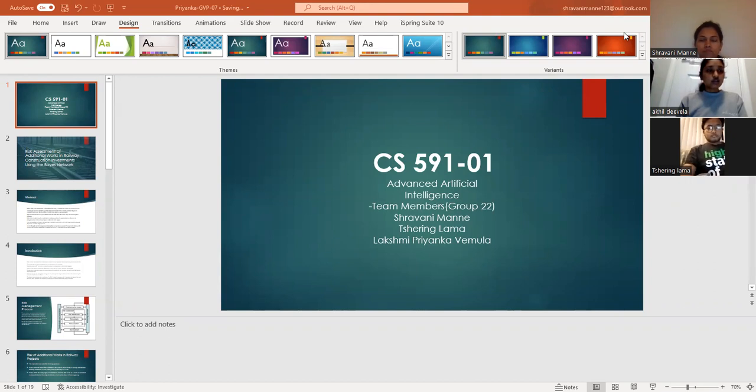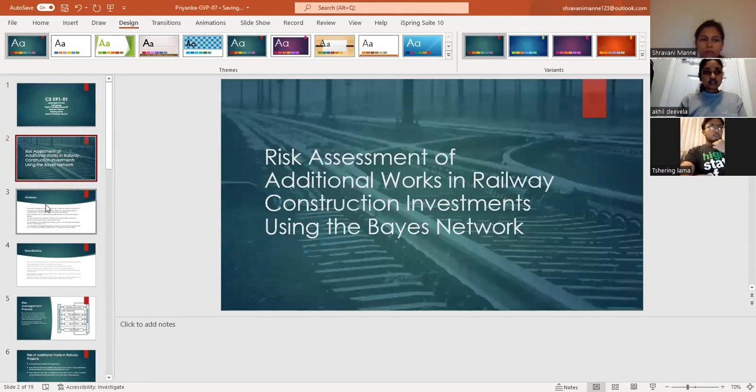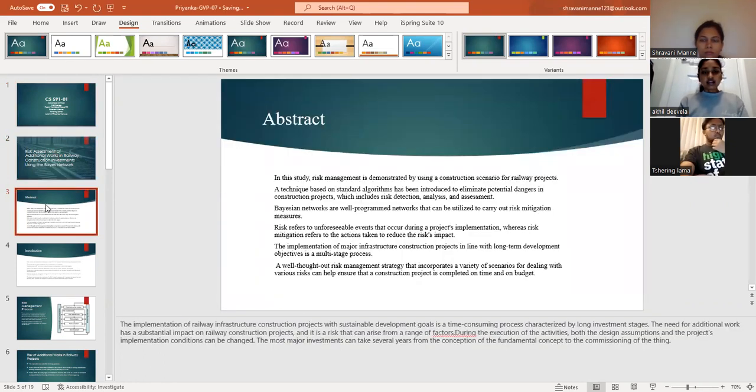Today we are going to discuss the risk assessment of additional works in railway construction investments using the Bayes network. Coming to the abstract, in this study we discussed risk management by using a construction scenario for railway projects. Here we used Bayesian networks, which are well-programmed networks that can be utilized to carry out risk mitigation measures.